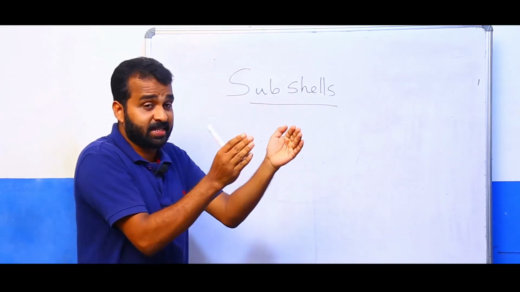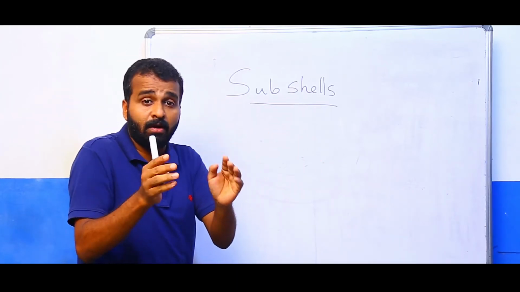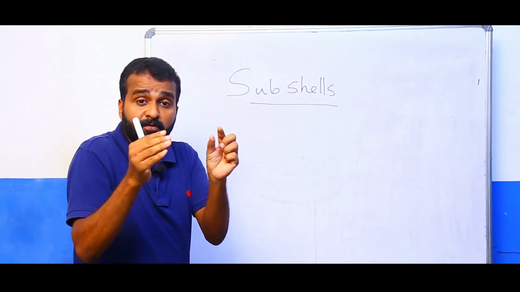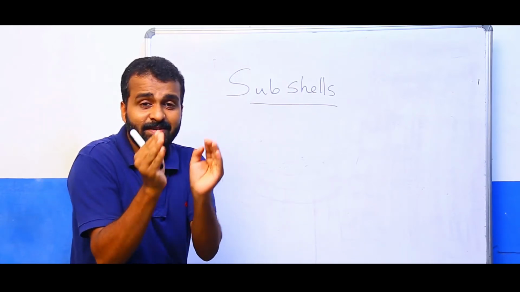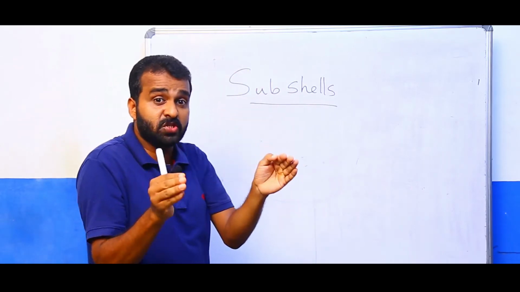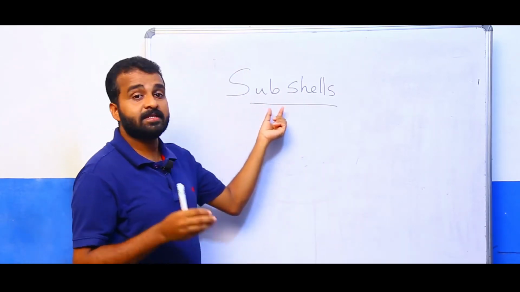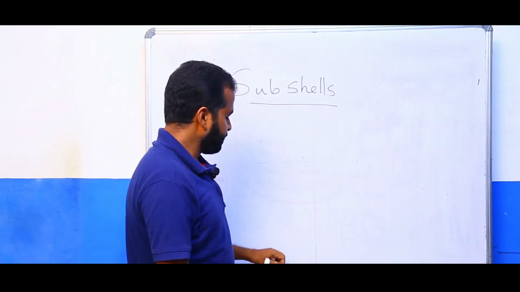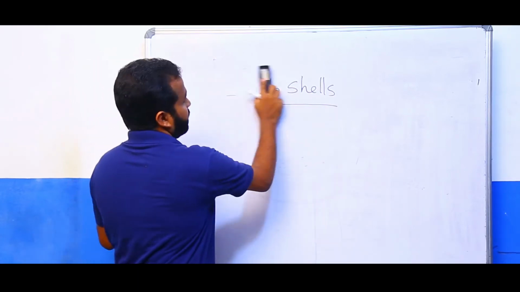So, what is the difference between shell and subshell? Shells are only the circular paths. In that circular path, the region where we can see the electron is called a subshell. So, in each shell we can see subshells. Okay, listen. We have a table. Listen here.